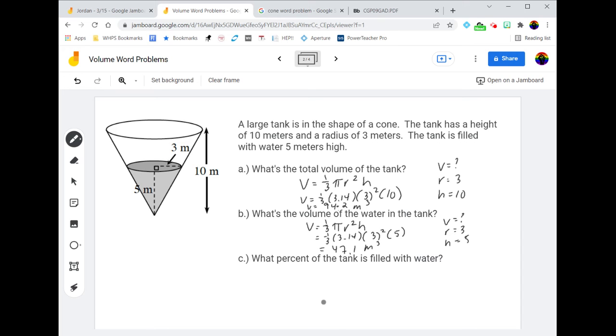My last portion asks me to find the percent filled. What percent of the tank is filled with water? So I do part divided by whole times 100. Part divided by whole times 100 tells me that 50% of the tank is filled with water.